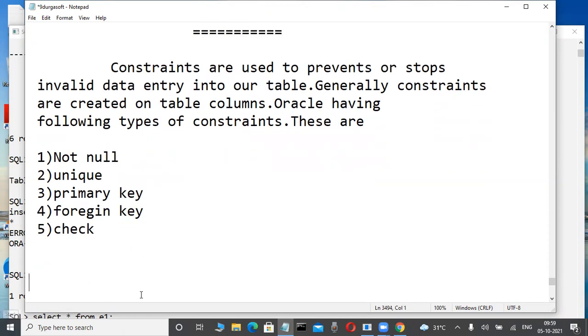Write it. Oracle has the following types of constraints. These are not null, unique, primary key, foreign key, check, like this. Completed this one.